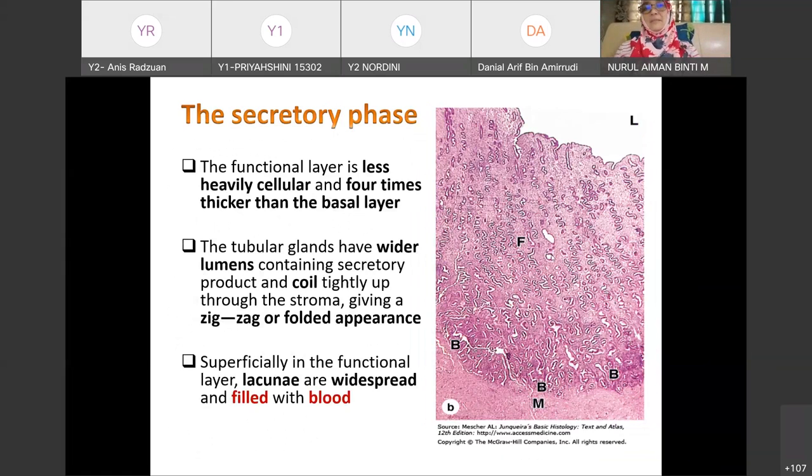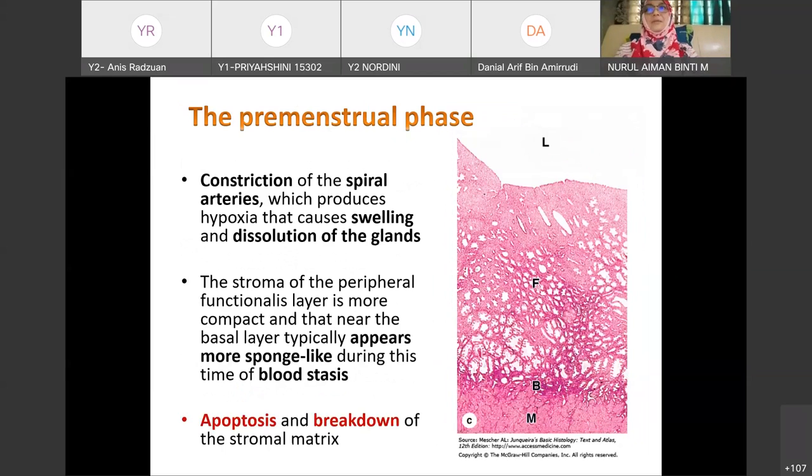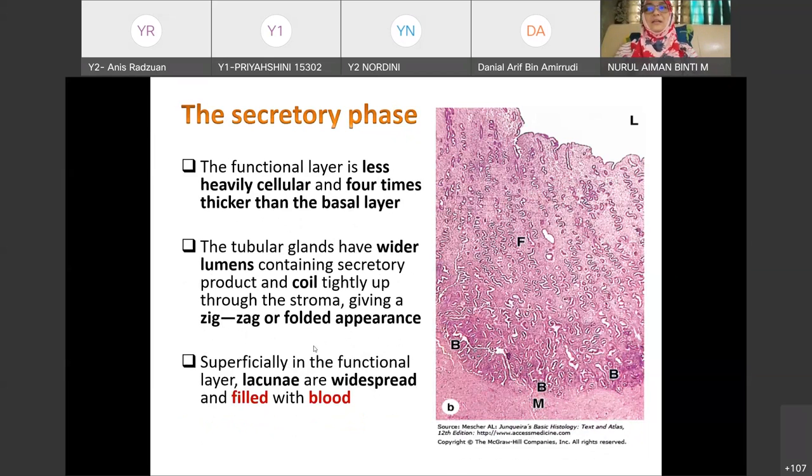Uterine glands, because it's very packed already here. So superficially in the functional layer, lacunae are widespread and filled with blood. So if they have lacunae in between here, it will be filled with blood, okay? That is almost near the menstrual cycle, menses, and you'll find the last lacunae will be widespread and filled with blood.